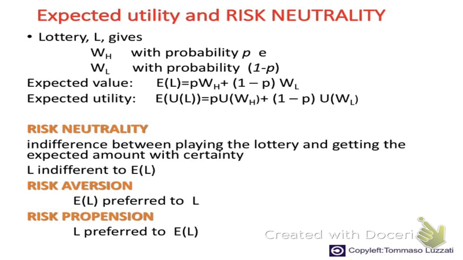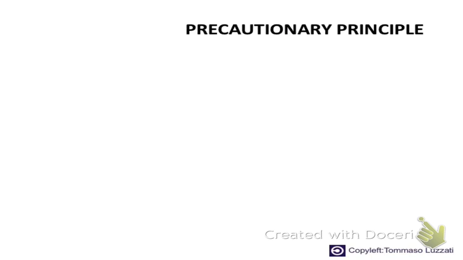And of course, you can have different positions according also to the sum that you can win. Maybe you are a risk lover for a low amount of money, and you are risk averse for a big amount of money, and so on. But in general, we have these three ideas: risk neutrality, risk aversion, and risk propension.